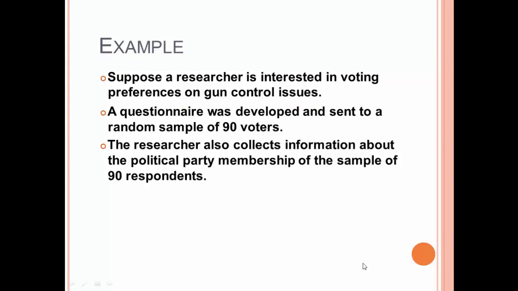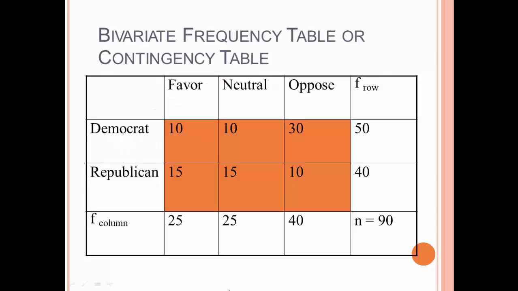Example: suppose a researcher is interested in voting preferences on gun control issues. A questionnaire was developed and sent to a random sample of 90 voters. The researcher also collects information about the political party membership of the sample of 90 respondents.